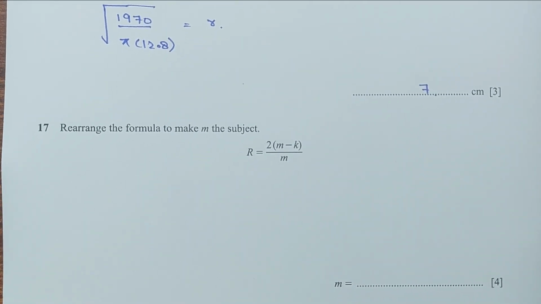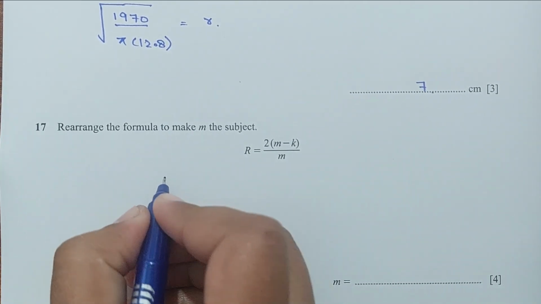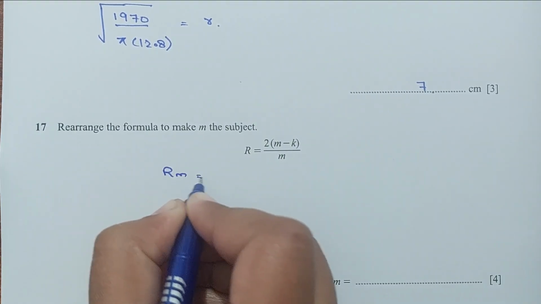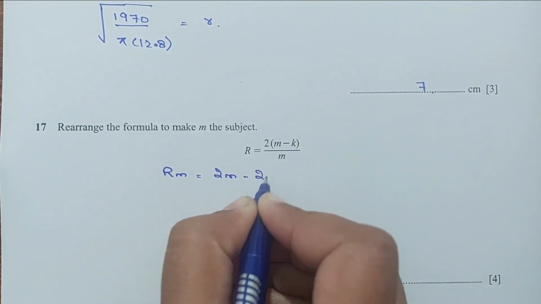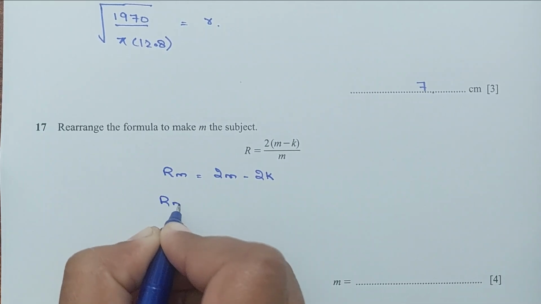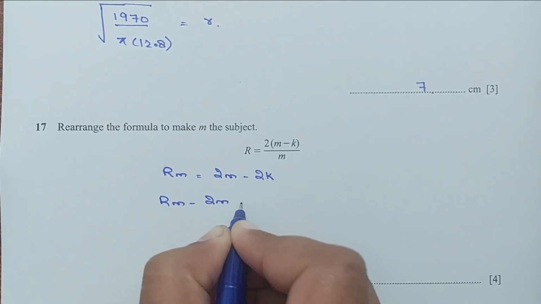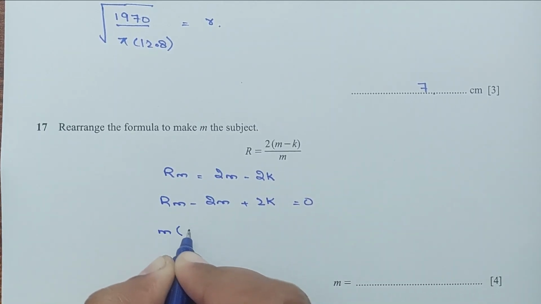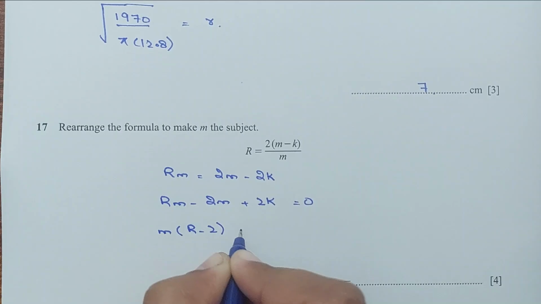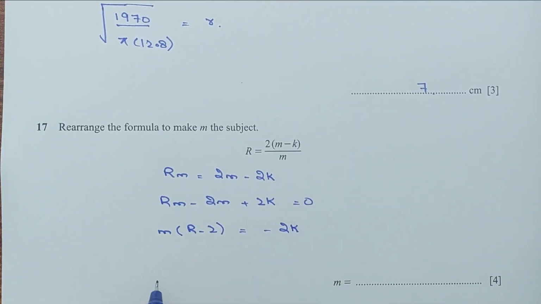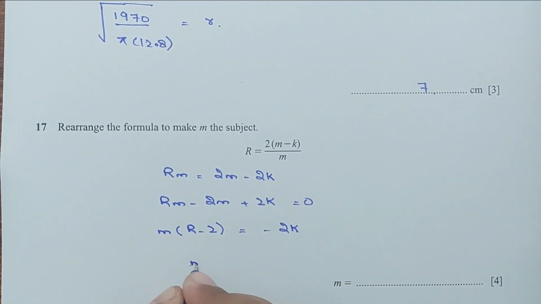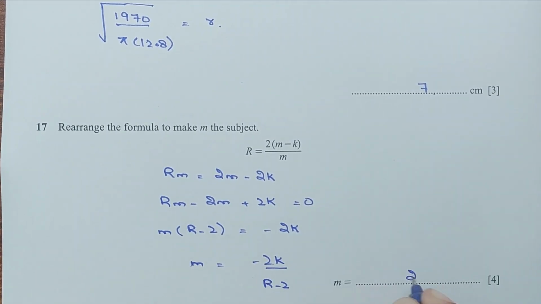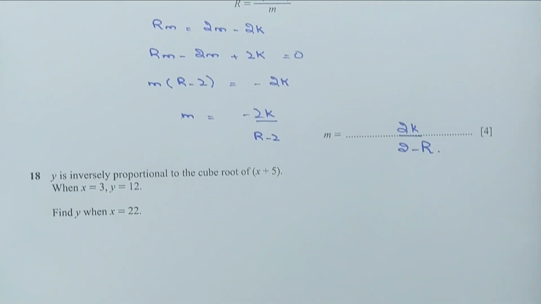Now question number 17, rearrange the formula to make m the subject. So cross multiplication: rm equals 2m minus 2k, right? So rm minus 2m plus 2k equals 0. Taking m common, we have m times r minus 2 equals minus 2k. So m should be equal to minus 2k over r minus 2, or we can say that 2k over 2 minus r, right? Both are correct.